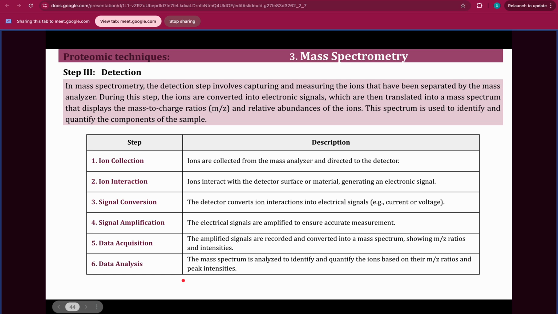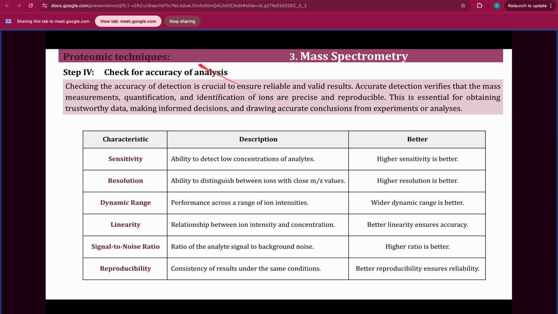Now the next step is to detect. On the basis of the mass to charge, we can compare their relative abundance. We can identify the protein by identifying the peptide sequence and further aligning it to know the protein sequence from where that peptide has been generated. So those things can be done. And then ultimately we have to check for the accuracy. There are different measures to check whether the peptide spectrum which we have obtained is accurate or not.